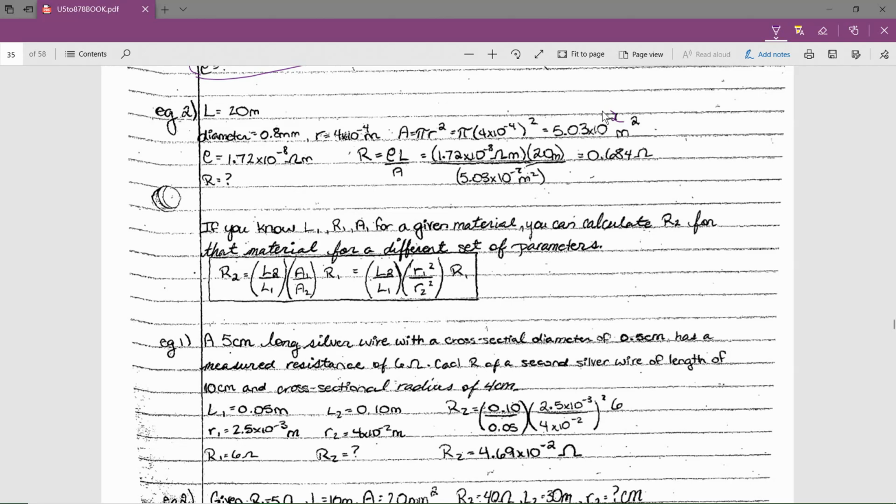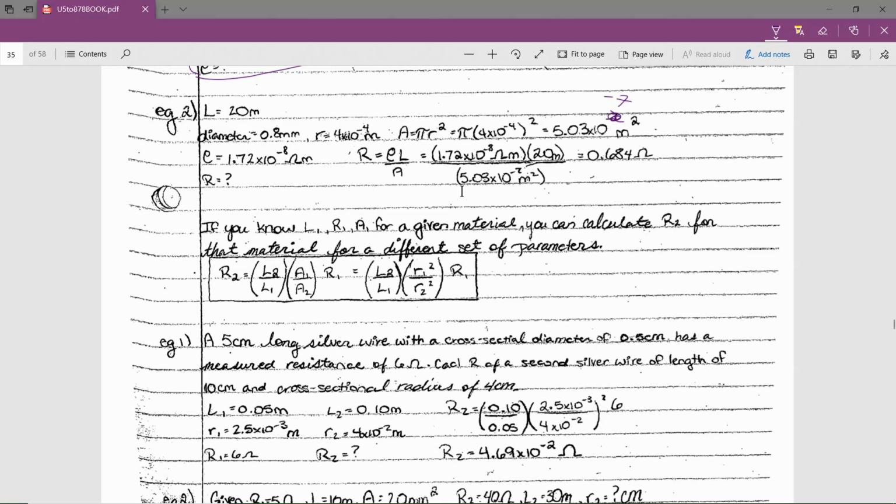Pi times 4 by 10 to the minus 4, squared. In scientific notation, 5.03 by 10 to the minus 7. So it's not a 1 or a 2, it's a 7. 5.03 by 10 to the minus 7. Yeah, that makes sense. So we're given the resistivity, 1.72 by 10 to the minus 8 ohm meters.